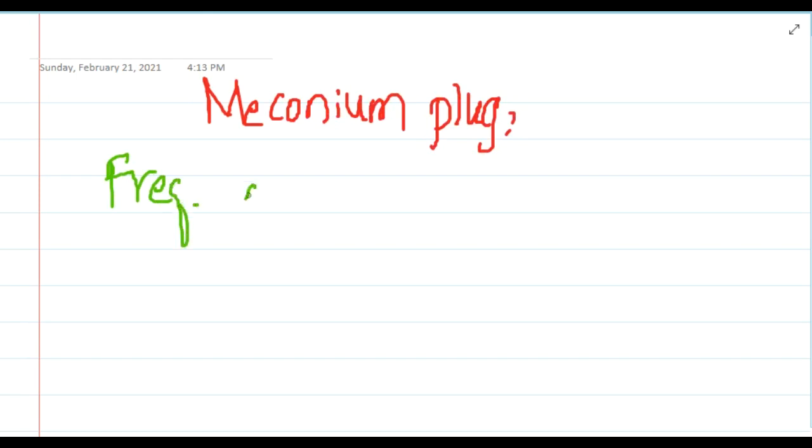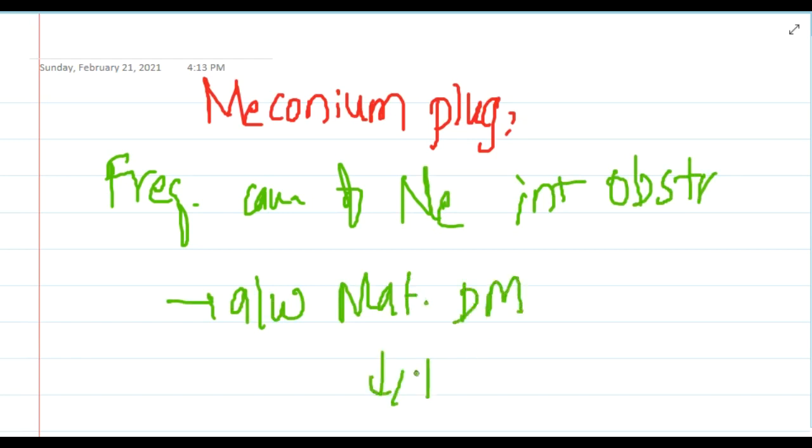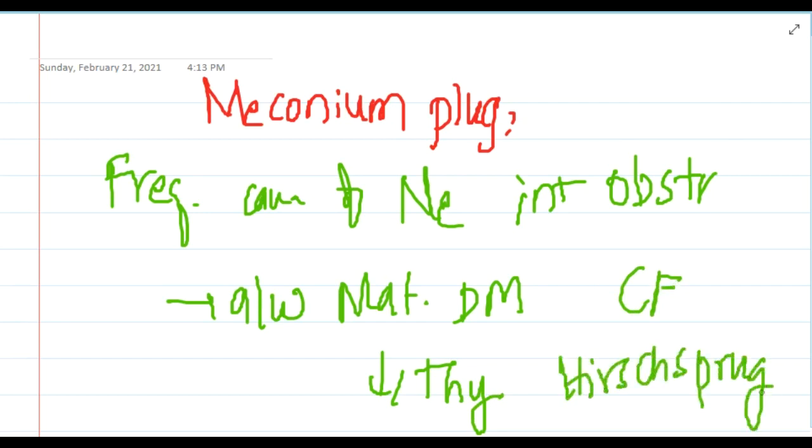Okay, so this Meconium plug is the frequent cause of neonatal intestinal obstruction. This is associated with maternal diabetes mellitus, hypothyroidism, cystic fibrosis, and Hirschsprung disease.